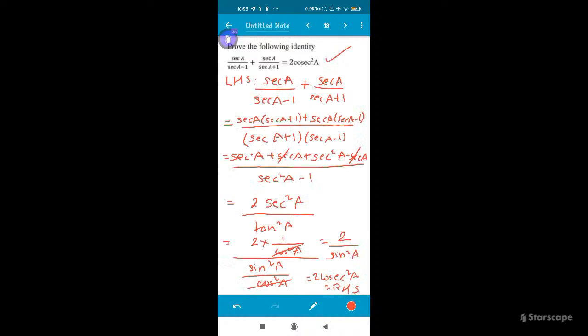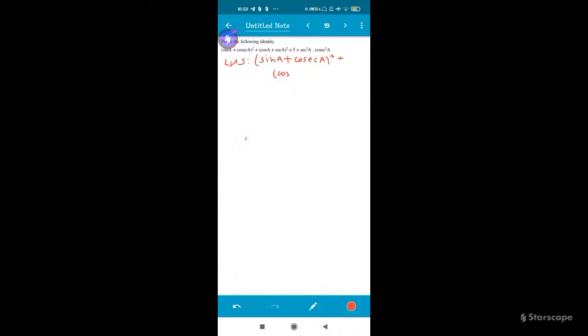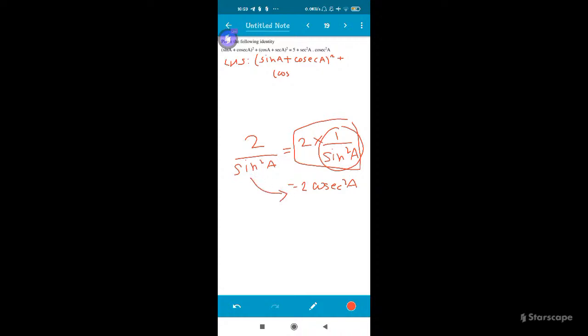Okay, how can we write it as cosec? So we have 2 by sin square A. That means we can write it as 2 into 1 by sin square A, and we know 1 by sin square A is cosec square A because sin and cosec are just the invert of one another. So I can write it as 2 cosec square A. Instead of using this step, I am directly jumping from this step to this. You don't have to show this step, you have to just do it in your mind calculation.